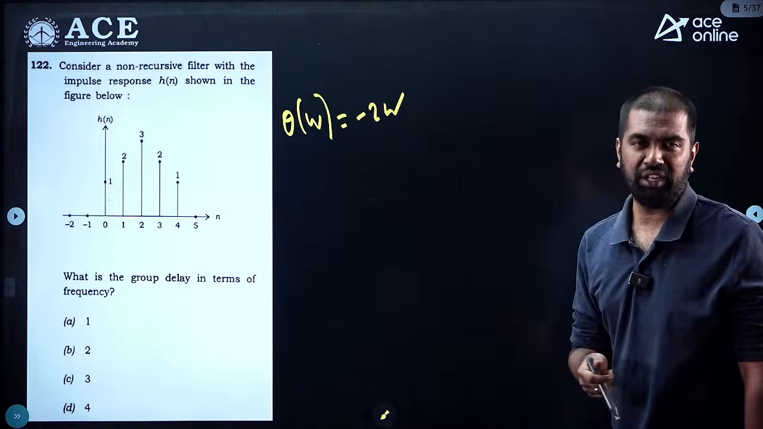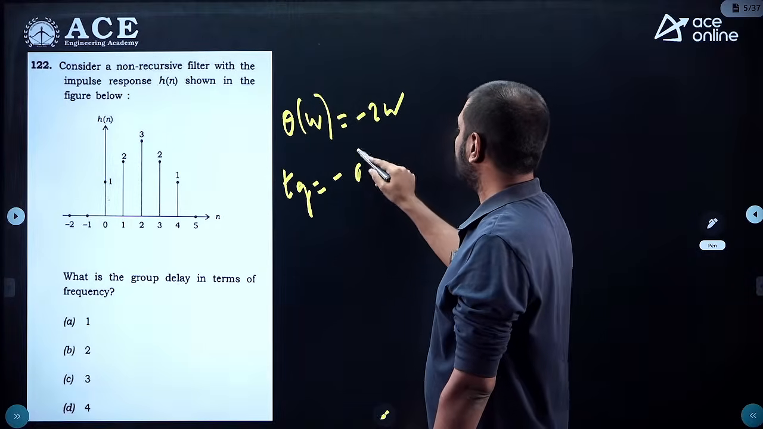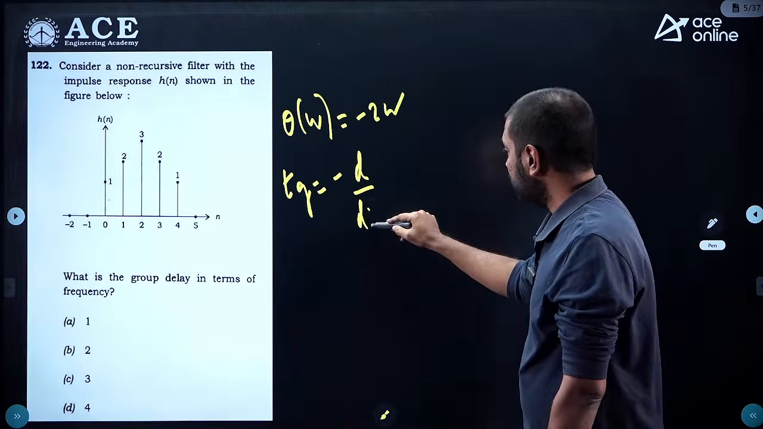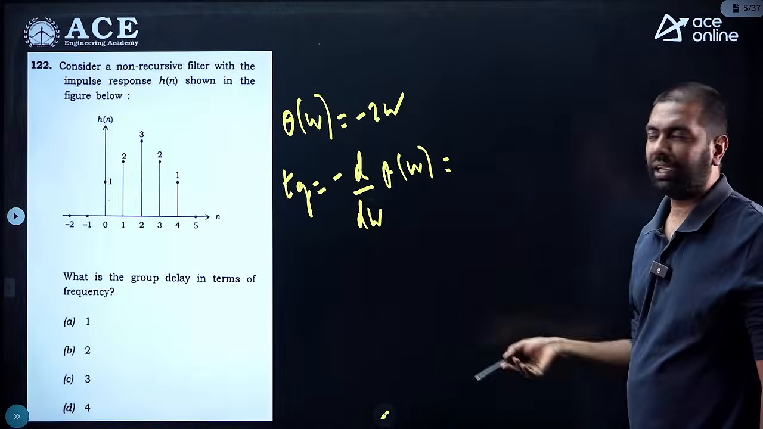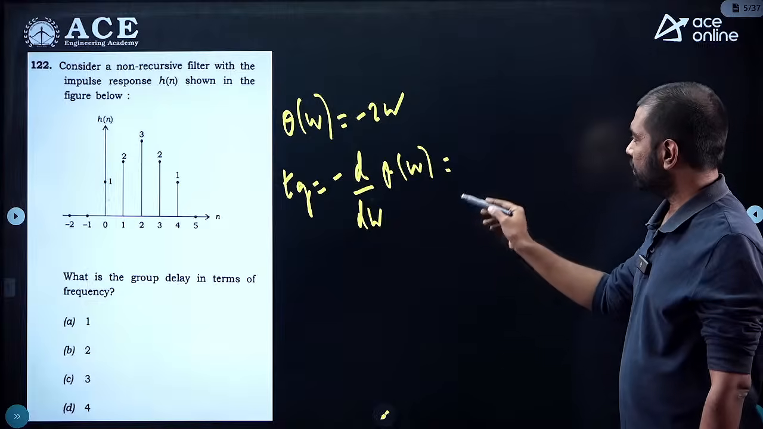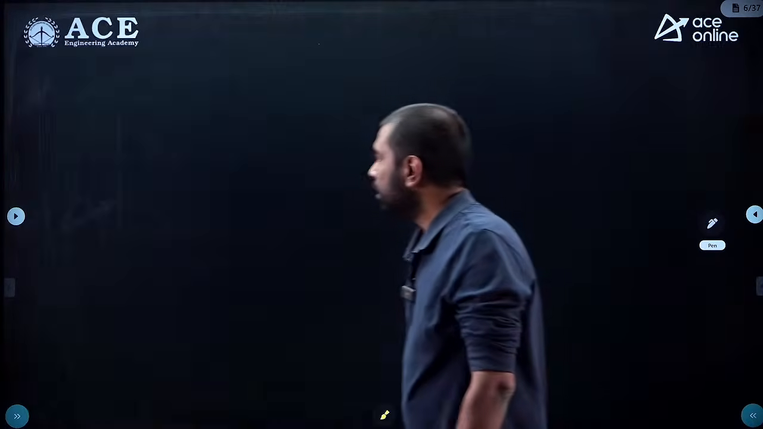It shows linear phase. Now once you know the phase response, the group delay is given by this formula, minus d by d omega of theta of omega. If you take the derivative and then put a minus sign before that, what's the derivative of minus 2 omega? It is minus 2, and into minus is 2. So its group delay is 2 now.